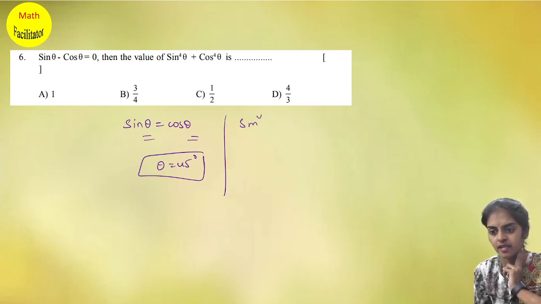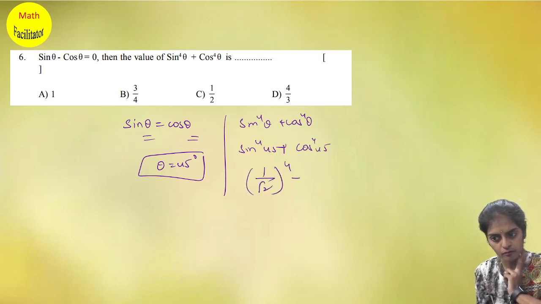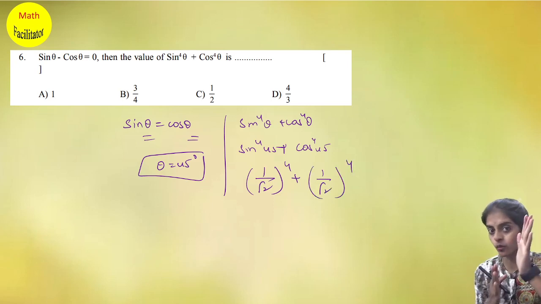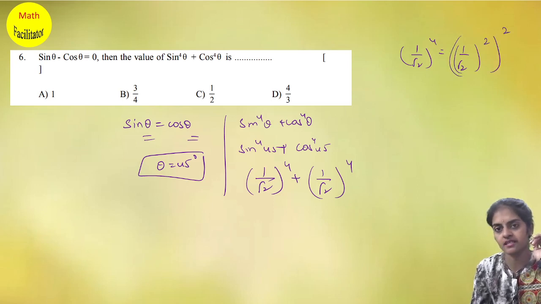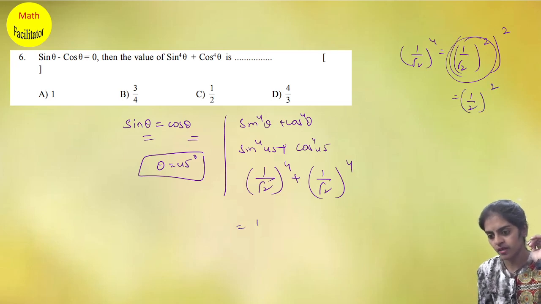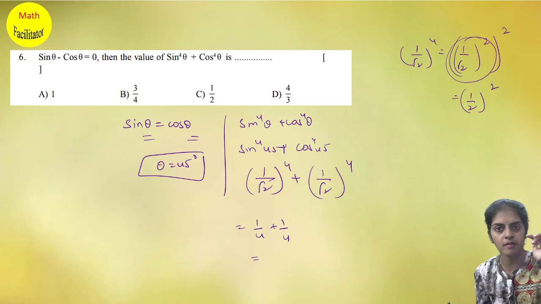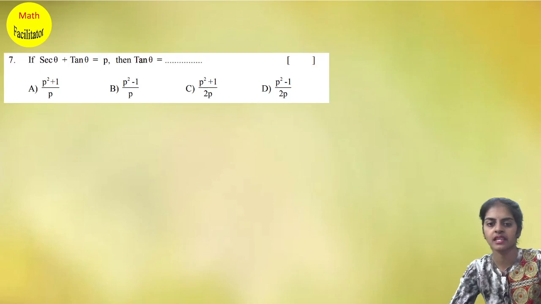Now find the value of sine power 4 theta plus cos raised to the power 4 theta. So it is sine power 4 45 plus cos power 4 45, theta is 45, isn't it? Sine 45 is 1 by root 2 whole power 4, plus cos 45 is also 1 by root 2 whole power 4. 1 by root 2 whole square is 1 by 2, so the power 4 is 1 by 2 whole square, which is 1 by 4. So this is 1 by 4 plus 1 by 4, which is 2 by 4, that is 1 by 2. Understood, people? Next question.